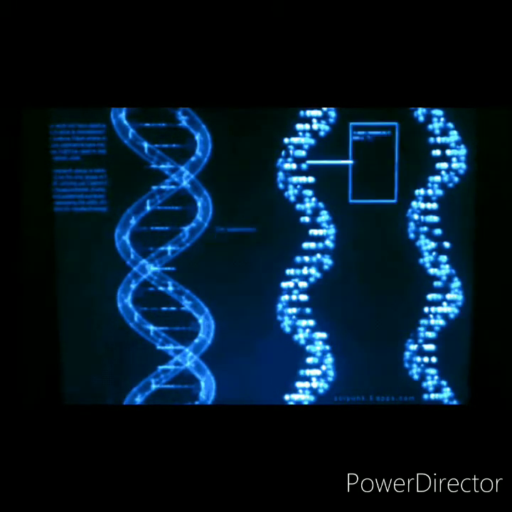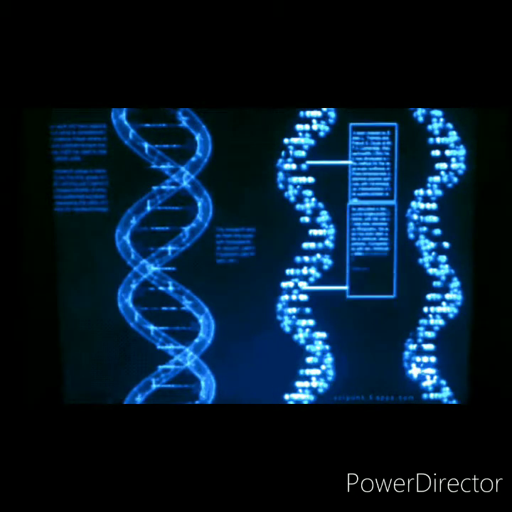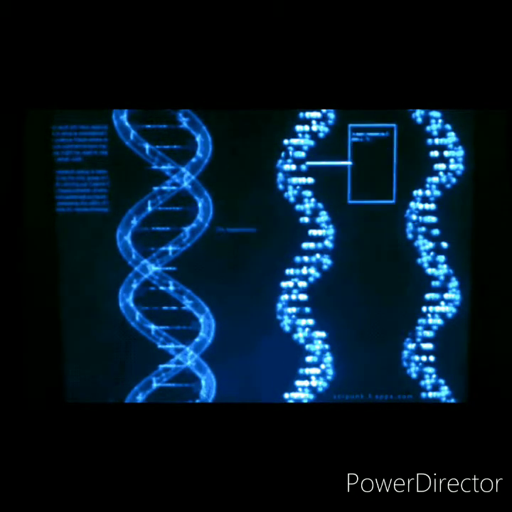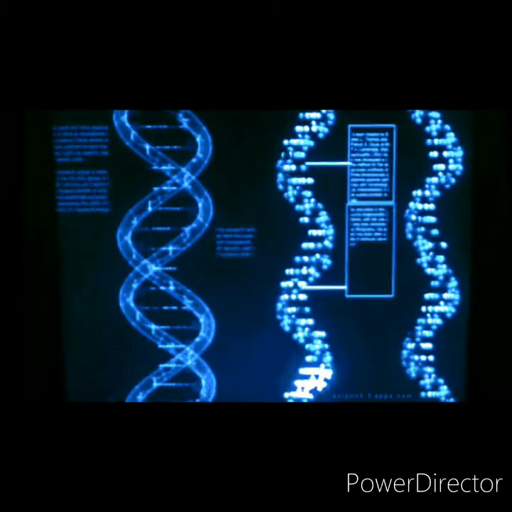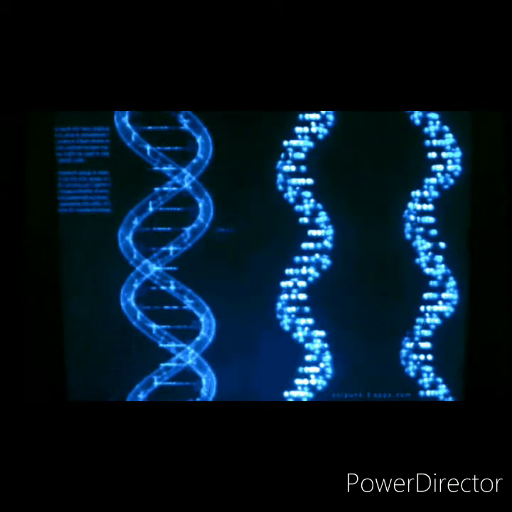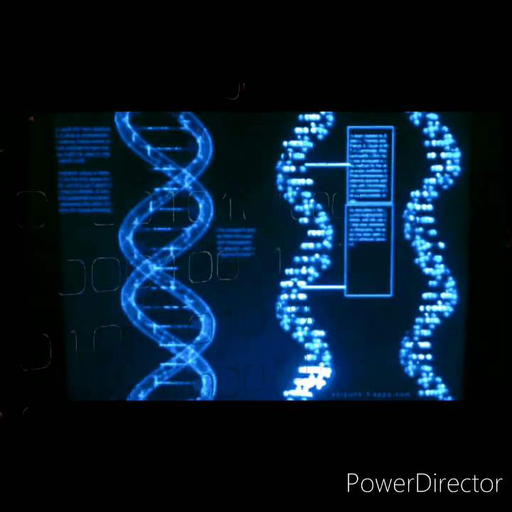Once replication is completed, the RNA primers are replaced by DNA nucleotides, and the DNA is sealed with DNA ligase, which creates phosphodiester bonds between the 3' OH of one end and the 5' phosphate of the other strand.